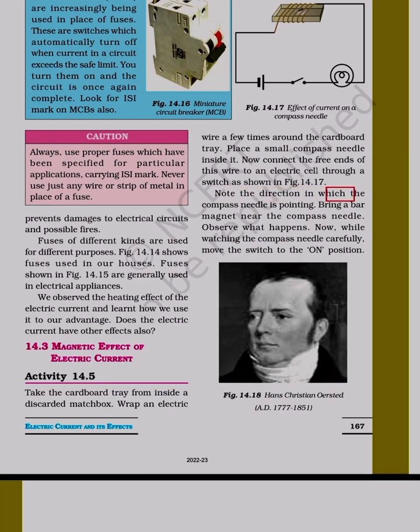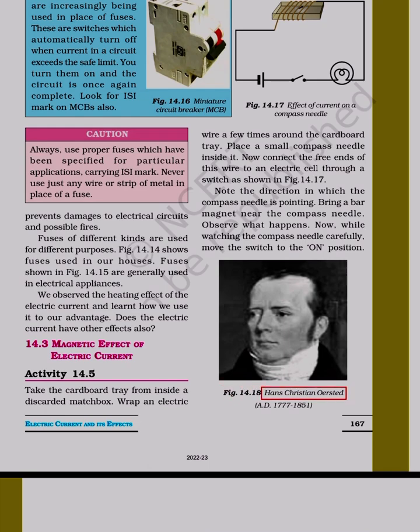Note the direction in which the compass needle is pointing. Bring a bar magnet near the compass needle. Observe what happens. Now, while watching the compass needle carefully, move the switch to the on position. Figure 14.18: Hans Christian Ørsted, AD 1777 to 1851.